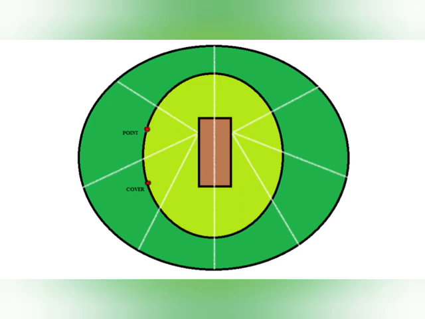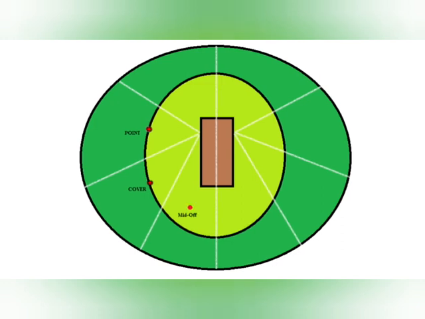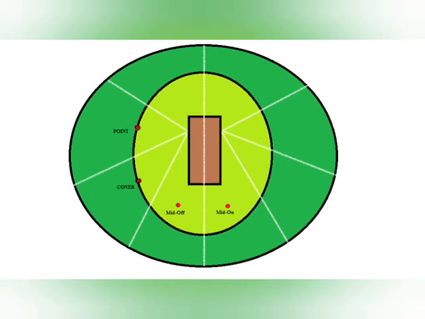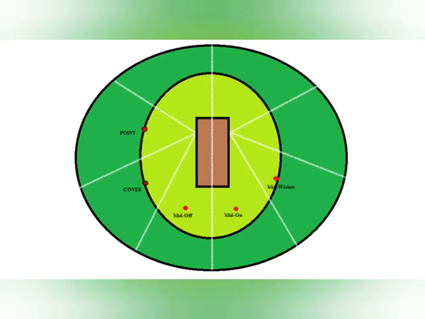Then you see the next, mid off. All the positions would be revolving around mid off only. Then we move to mid on. Here you see all the positions are derived from mid on only. Then you see mid wicket.